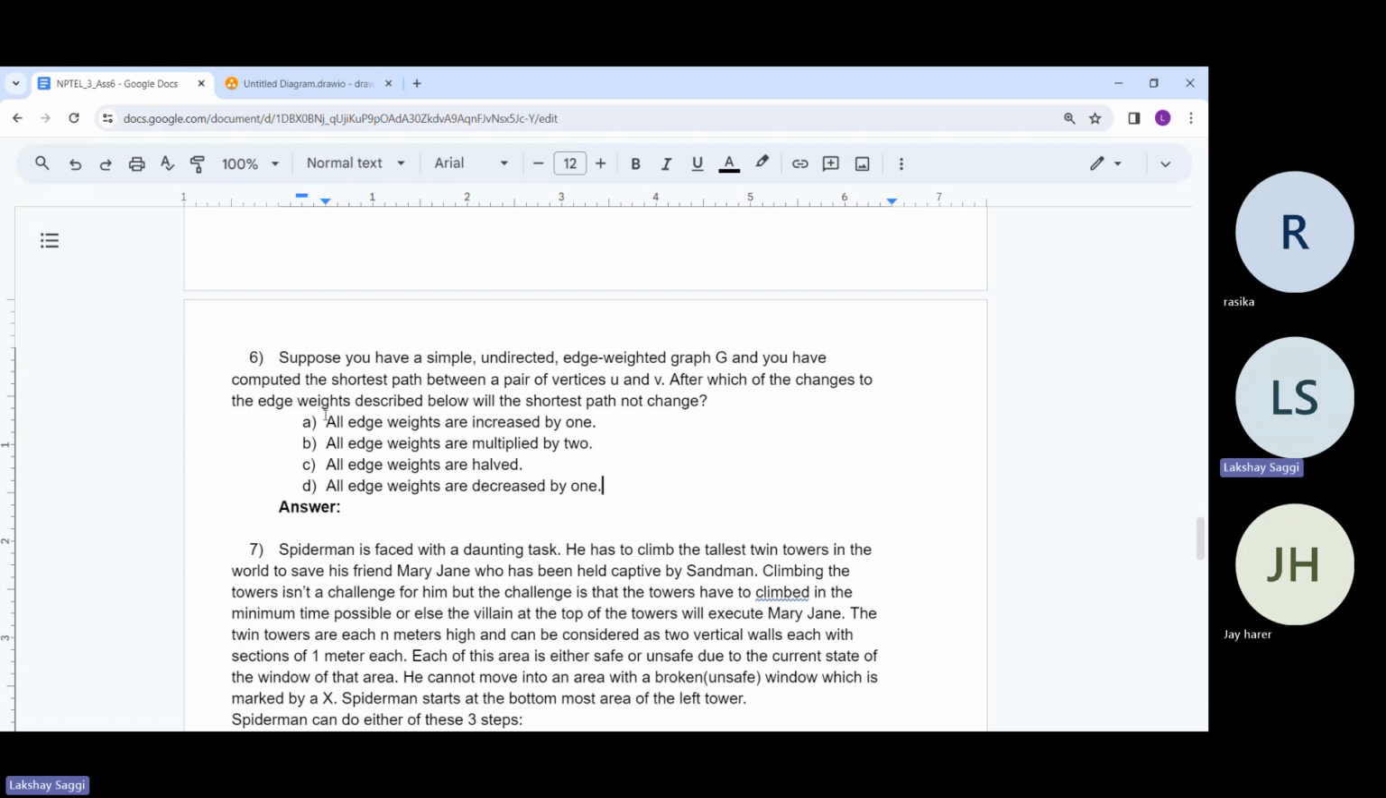So what do you guys think? Maybe we can take this option by option. Do you think that if all edge weights are increased by one, the shortest path will remain the same, or maybe it can change? Would anyone like to answer this in chat? Let's think about what you feel. No need to give a proof or anything. If I increase all edge weights by one, will the shortest path change or will it remain the same?